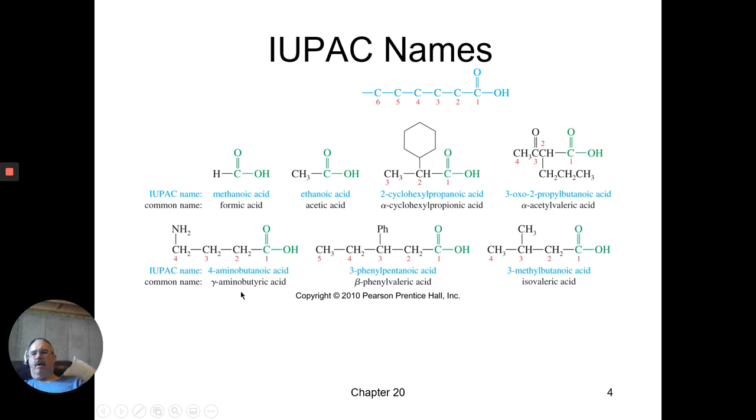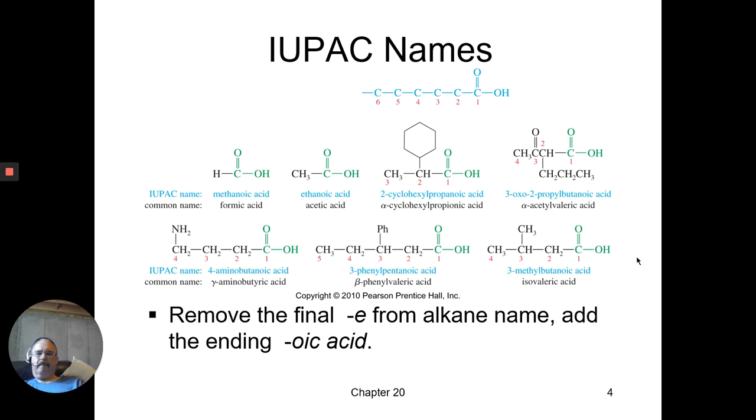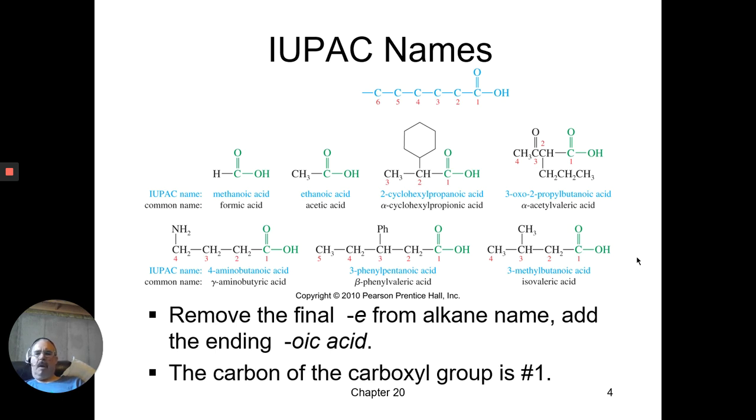We just saw gamma-aminobutyric acid. This is 4-aminobutanoic acid in the IUPAC. Okay, here we have 3-phenylpentanoic acid. Here we have 3-methylbutanoic acid, which is commonly called isovaleric. Okay, so systematically, we take the alkane name, we remove the E, and then we add the suffix oic acid.